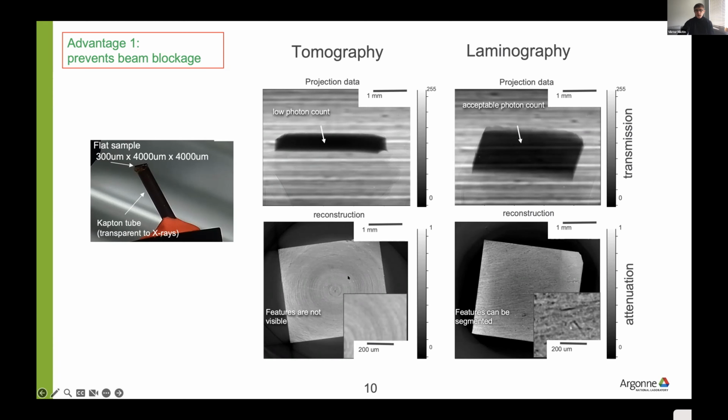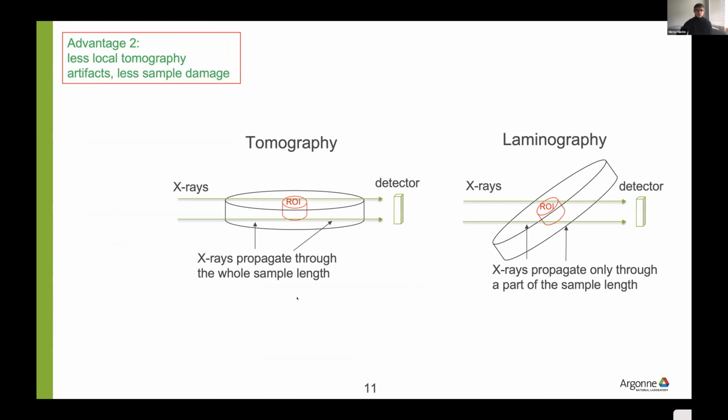And you see, if we tilt this sample and we start to get some acceptable photon counts on the detector, and then of course we can do nice reconstruction. So features can be segmented here. So this is the first advantage: it prevents the beam blockage. The second advantage is that we have less local tomography artifacts and less sample damage.